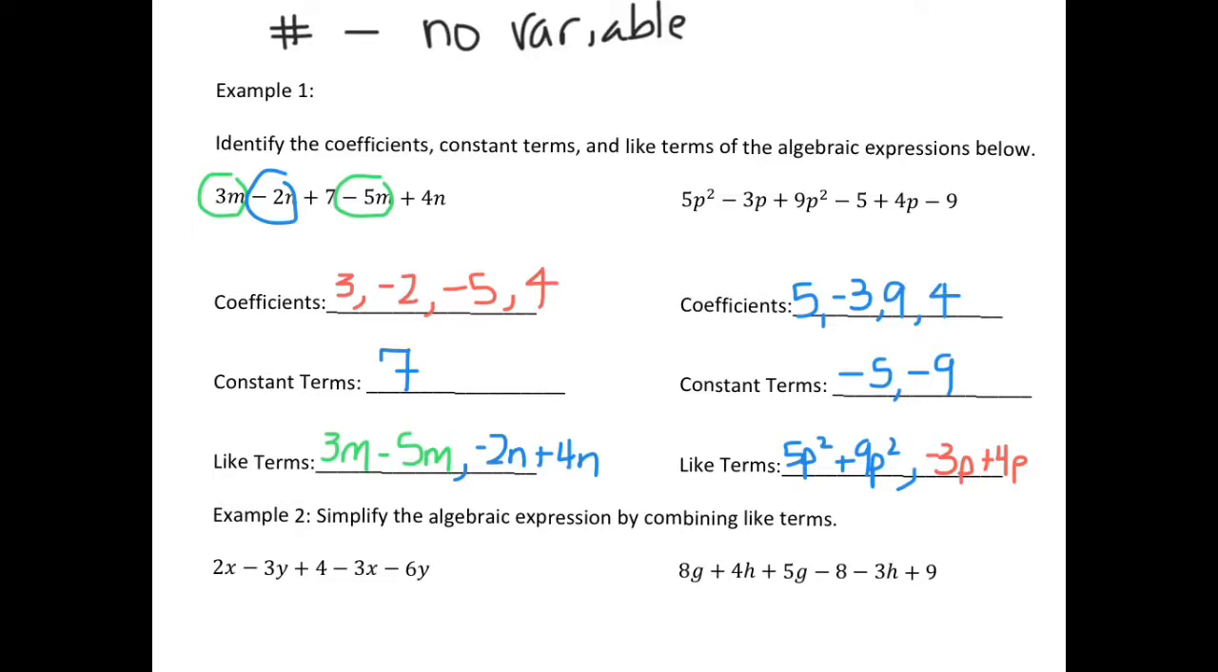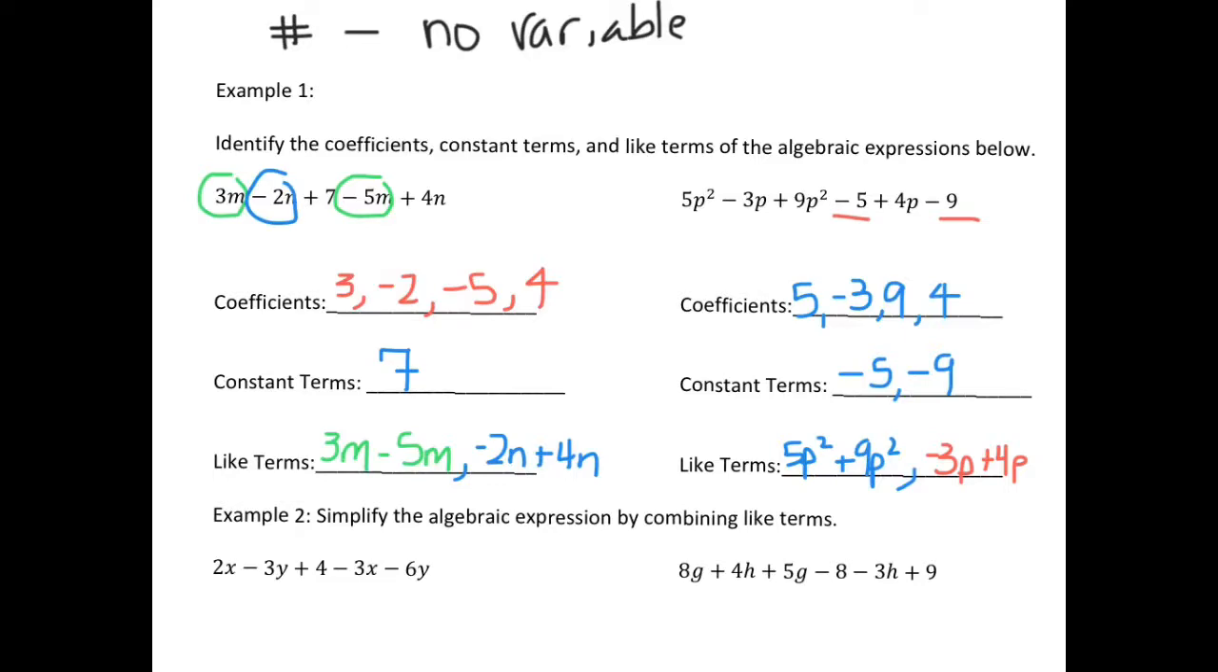So you'll notice coefficients 5, -3, 9, and 4. Those are the numbers attached to the variables. Constants, the two numbers that have no variables, a -5 and a -9. Like terms, I combine my p squareds, and then I can combine my p's.